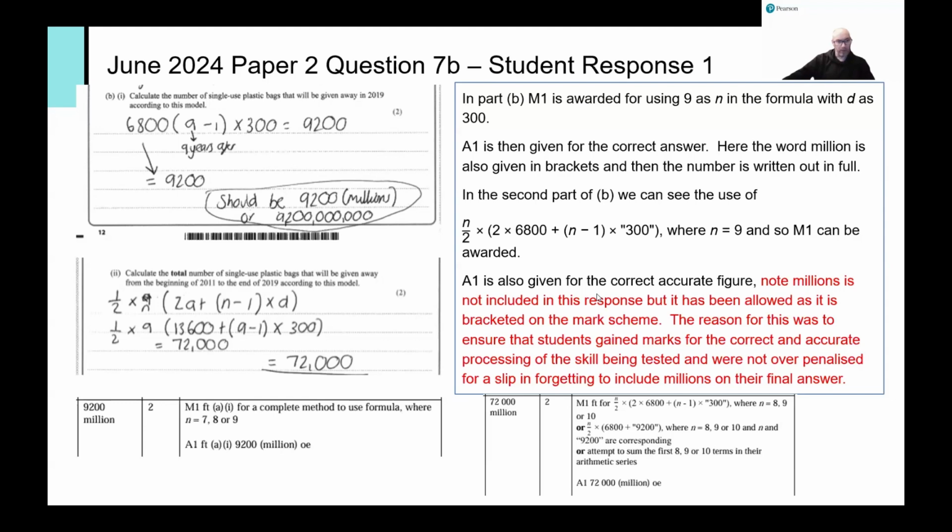So they don't need to write the word million there. They've written 9,200 and put millions in brackets. Here, because it's in brackets in the mark scheme, it means it doesn't need to be included to get that mark. So they just need to have 9,200. Same for the second one, just needed to have the 72,000.